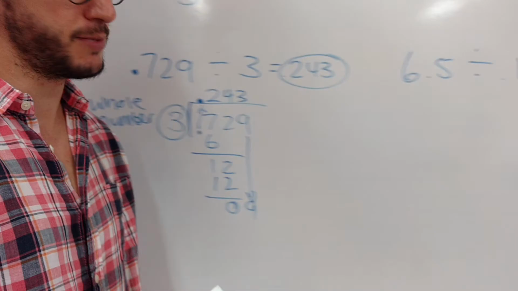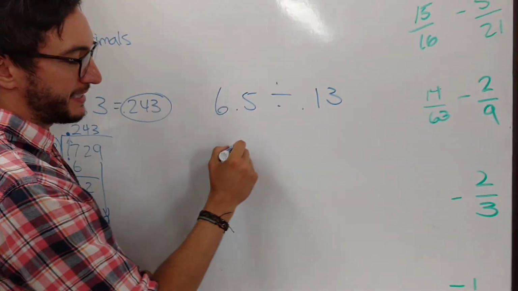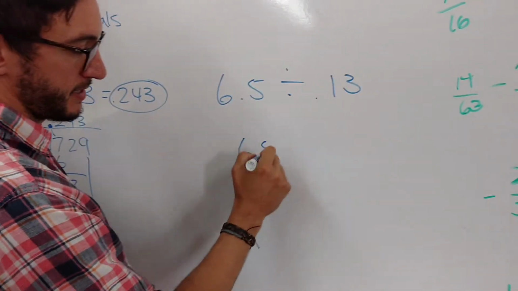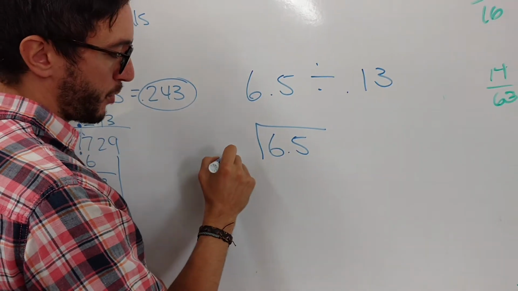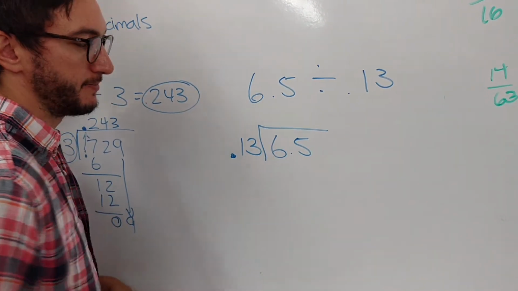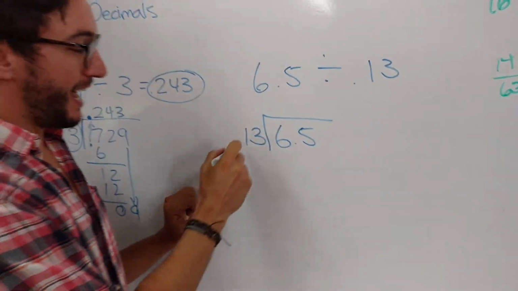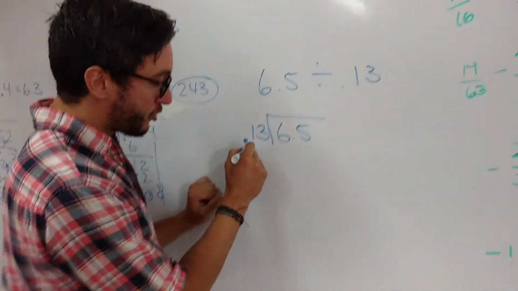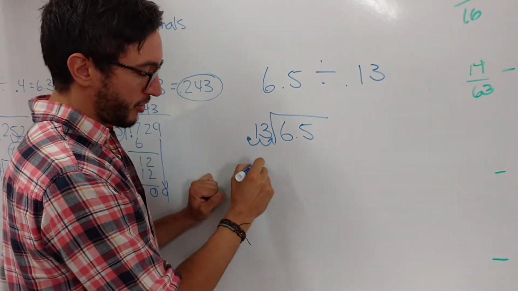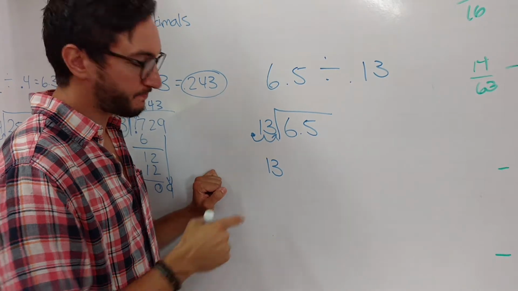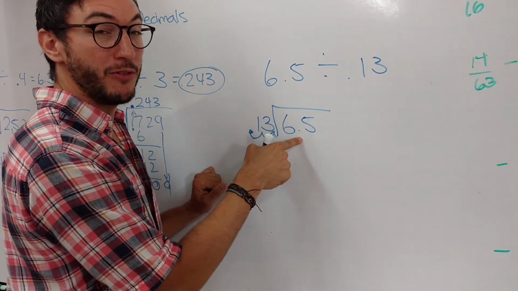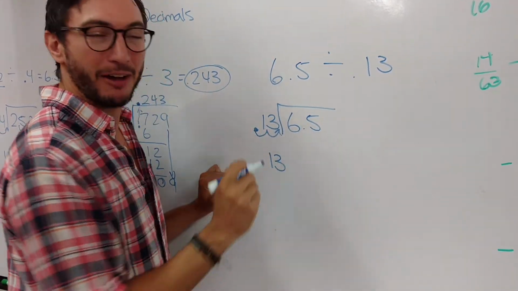Let's try one last problem. 6.5 divided by 0.13. This time, I need to move it how many times? 2 times. So I'm going to get 13. How many times should I move it this time? The same amount of times.